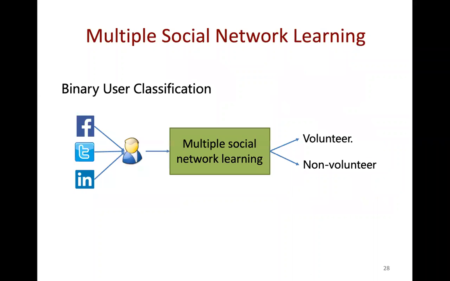If you approach this a little bit more formally, you'll see that it's pretty much a binary classification problem, where we want to get information from multiple social networks, and we want to apply the multiple social network learning approach to detect whether the person tends to be a volunteer or not. If the person tends to be a volunteer, then we predict it and he can be recommended to the organization to be reached out.